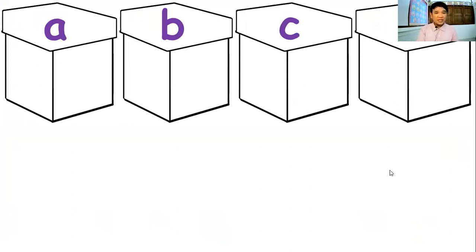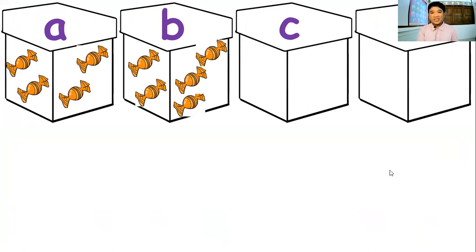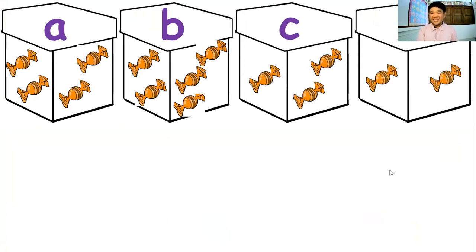Okay, let's check the number for each box. For box A, we have 4 candies. For box B, we have 5 candies. For box C, we have 3 candies. And for box D, we have only 2 candies. All right, so how are we going to order the numbers from smallest to greatest? So what is the correct answer?